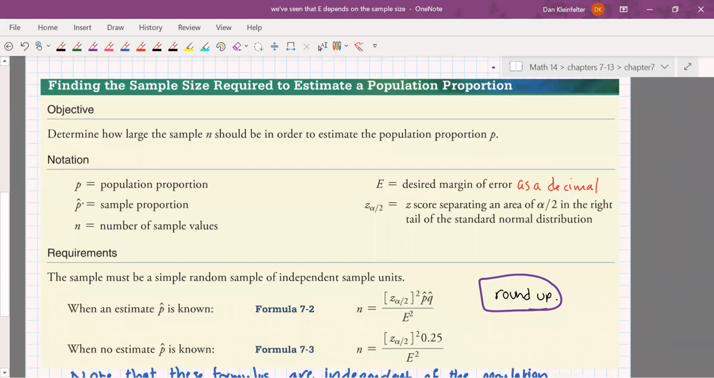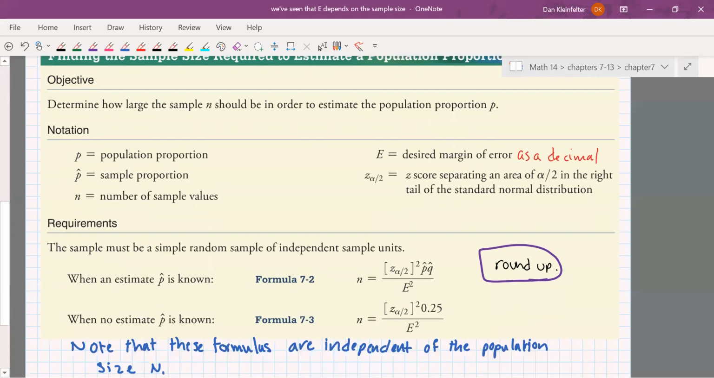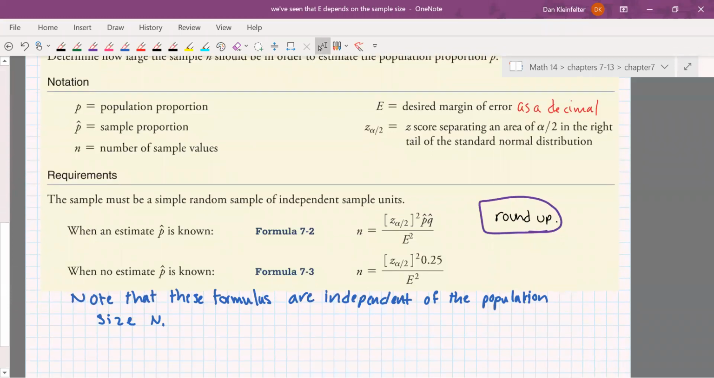Okay. So fine print from the book. P will be our population proportion as always, P hat the sample proportion, and n the sample size. E is our desired margin of error, and we have to remember to turn that into a decimal. So for example, if we want it to be within 3%, we should right away use 0.03 for our E. All right, and then our Z alpha over 2 is our critical value as before.